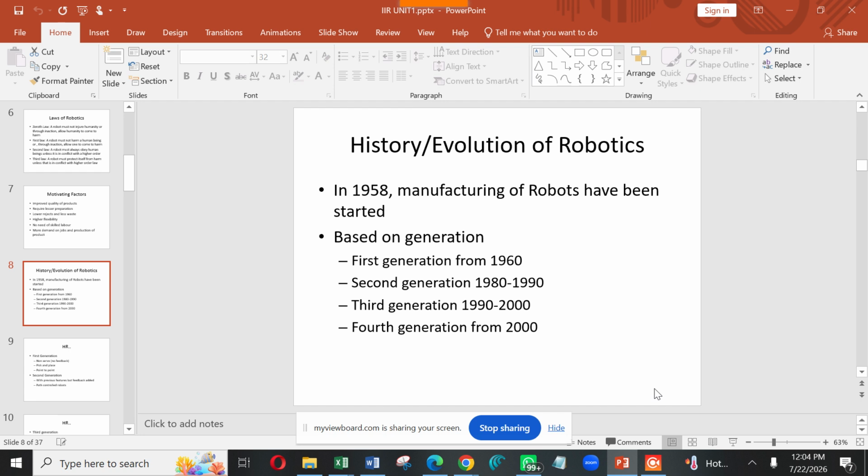Basically there are four types of generation. In fact, you also get fifth generation, sixth generation, seventh generation and so on. Here we are trying to see four generations of robots.